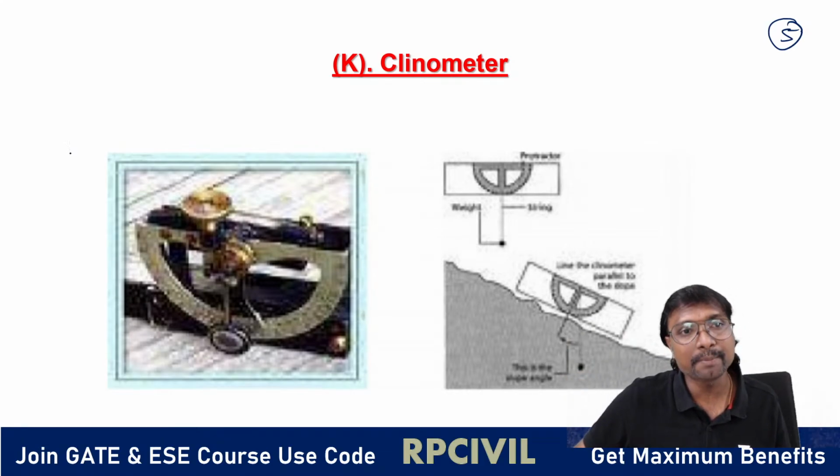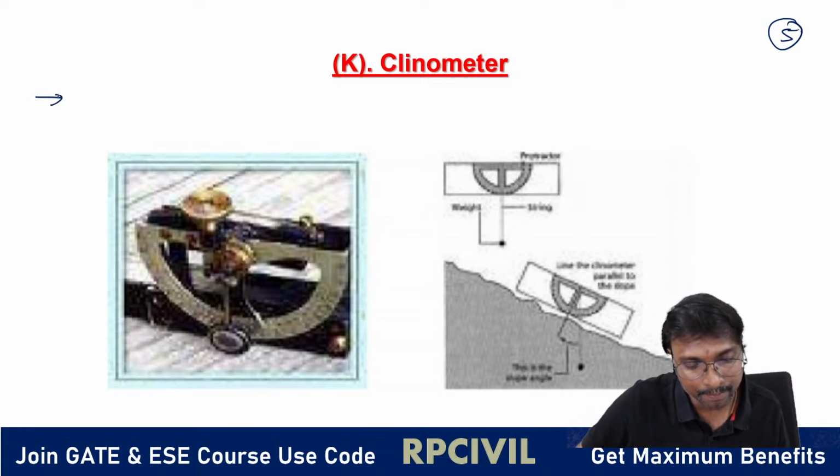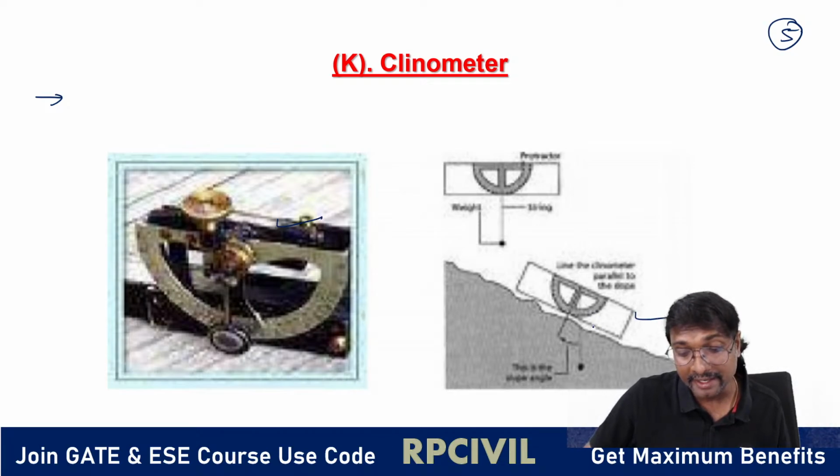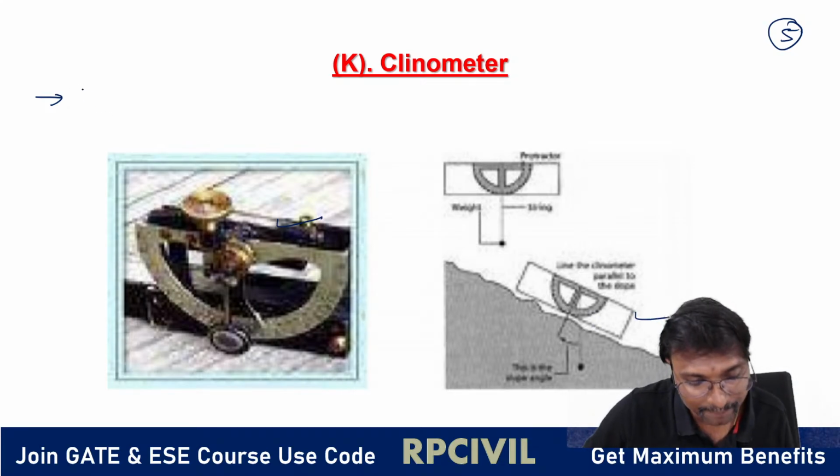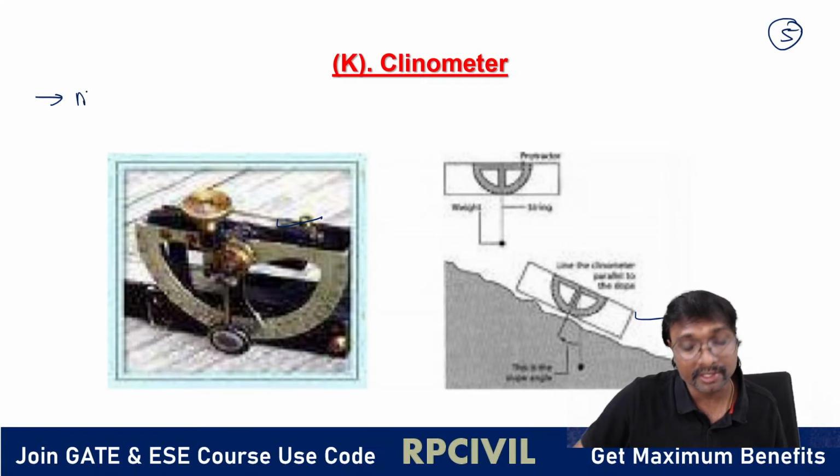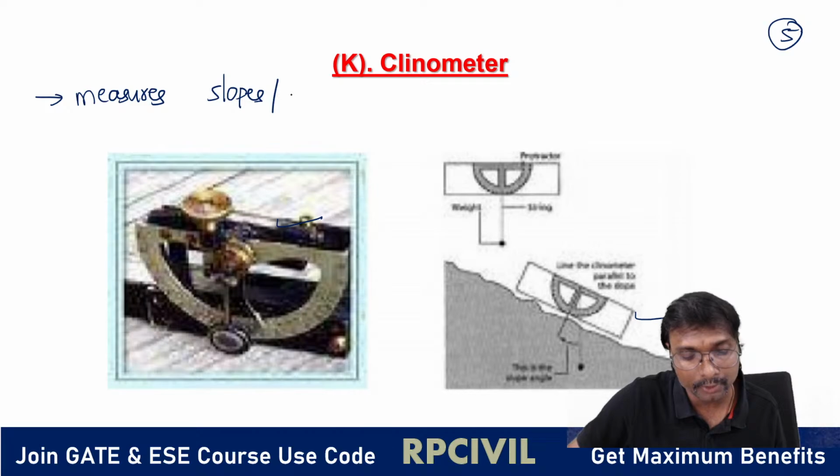Now, what is the purpose of this clinometer, everyone? So this is your clinometer instrument, you consider it. Here it will be kept. It is mainly used on sloped ground. So what will the clinometer do? It measures slopes or inclination angles.